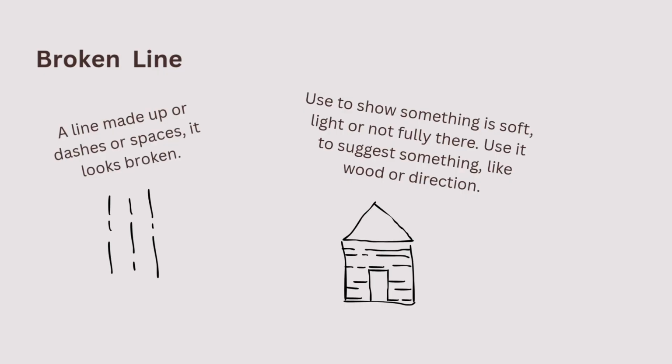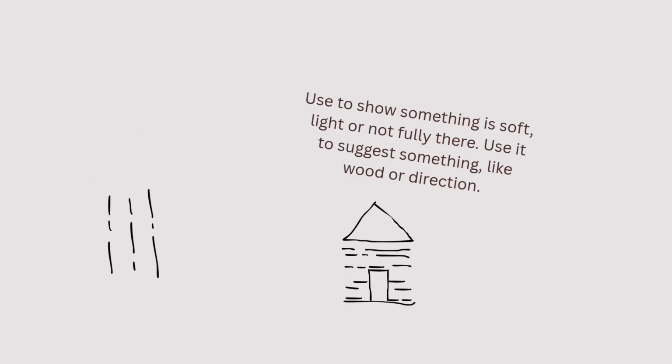It's a line made up of dashes or spaces. It looks broken. I like to give my lines little voices and characters, so I imagine the broken lines saying, "We're just so broken." But when you add them to your design, you can get something really interesting and they work better together. So use broken line to show something is soft, light, or not fully there. Use it to suggest something like wood or direction. So here I've added it to my house to maybe suggest wood paneling or texture, but I don't want it to steal the show. I just want it to accentuate the drawing.